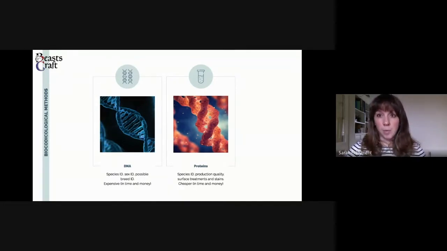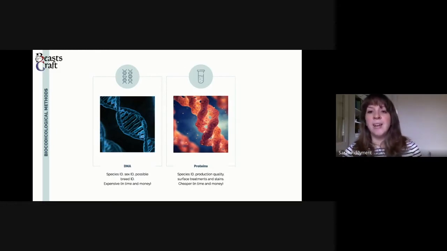Now, the second type of analysis, which I'll be discussing more in depth, is the protein analysis, and that is the field that I predominantly work in. Now, by looking at collagen, which is the majority protein of skin, and at the end of the day, parchment is just animal skin, we can easily obtain this protein because there's so much of it, and we can use it to determine the species of animal used to make that parchment.